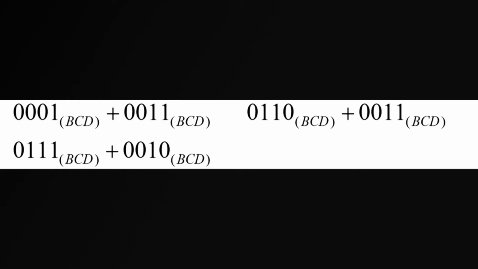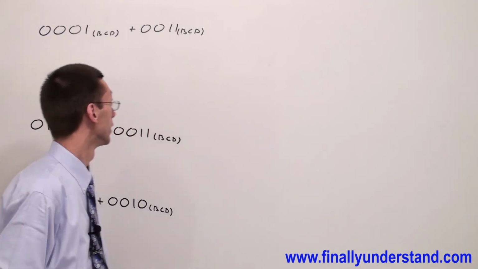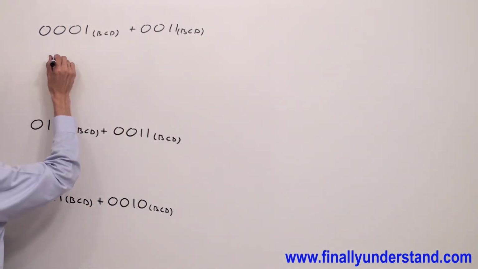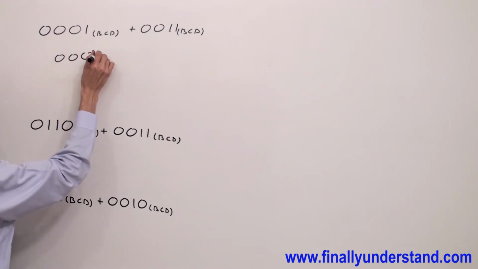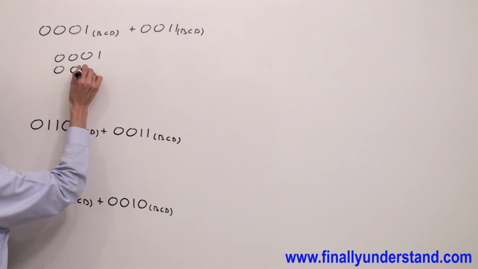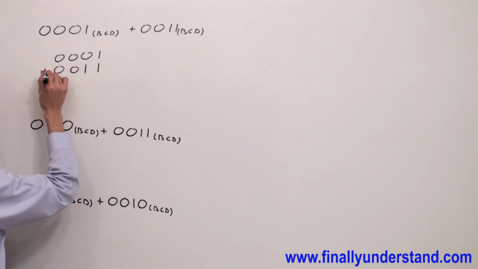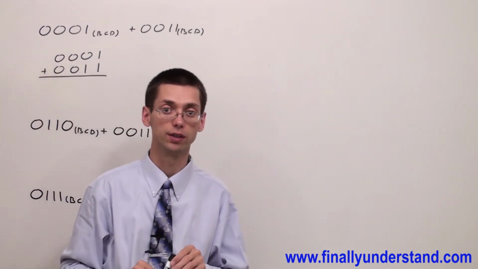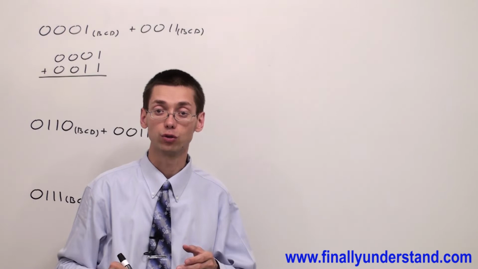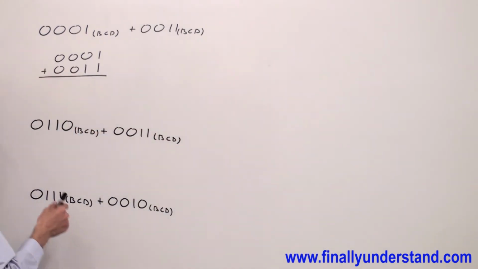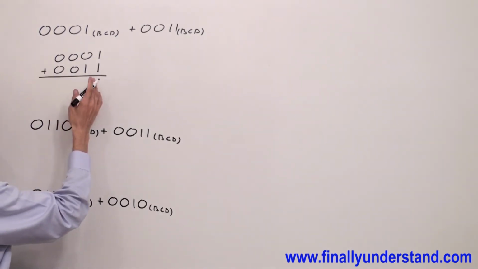This time we're supposed to perform the addition of the BCD codes. First, we have 0, 0, 0, 1, and I have 0, 0, 1, 1. Add. BCD stands for binary coded decimal. Okay, so we're going to deal with the binary numbers. So we're supposed to perform regular addition of the binary numbers.